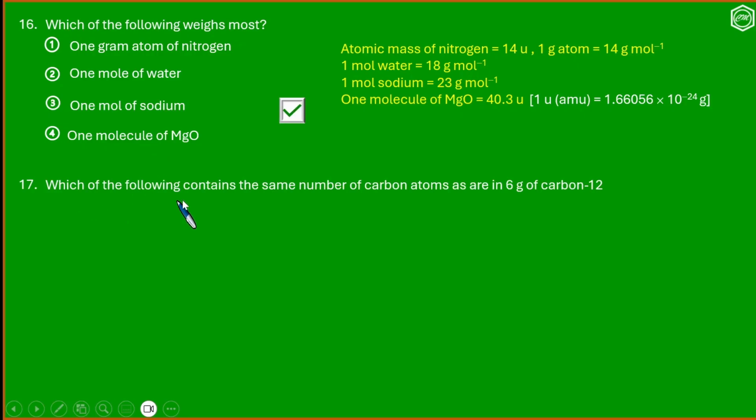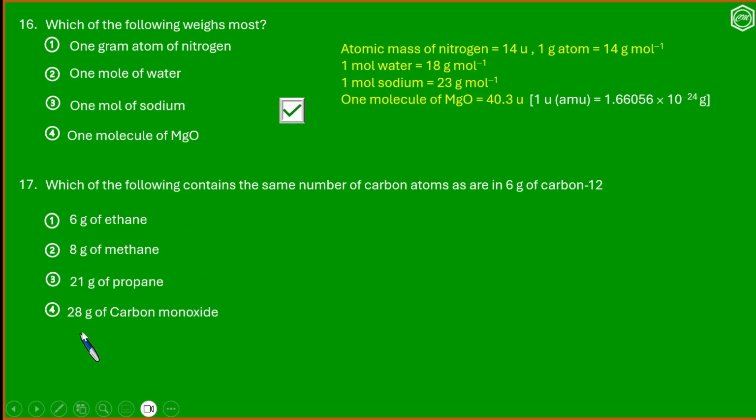Question 17. Which of the following contains the same number of carbon atoms as are in 6 gram of carbon 12? 6 gram of ethane, 8 gram of methane, 21 gram of propane, and fourth option 28 gram of carbon monoxide. First, we have to find out the number of carbon atoms present in 6 gram of carbon 12. Number of carbon atoms in 6 gram of carbon 12 equals 6 gram divided by 12 gram per mole into Avogadro constant, that is 0.5 Na.